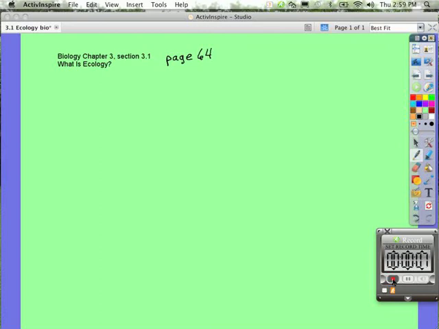I'm going to give you a presentation on Section 3.1, What is Ecology? This presentation starts on page 64 in your book. And in your book, it says one of the first objectives is to describe the study of ecology. Ecology is the study of the interactions of living things and their interactions with non-living things on our planet.